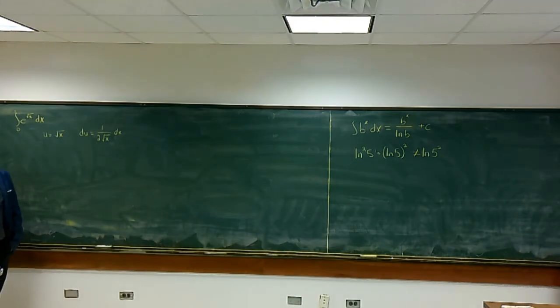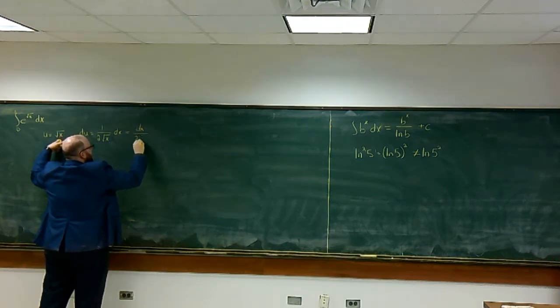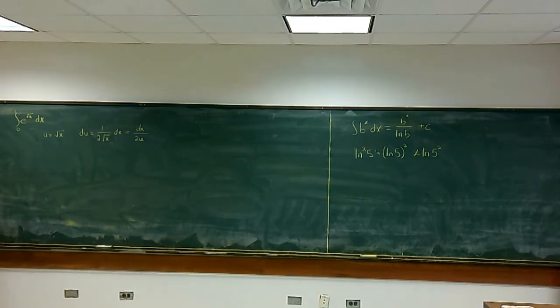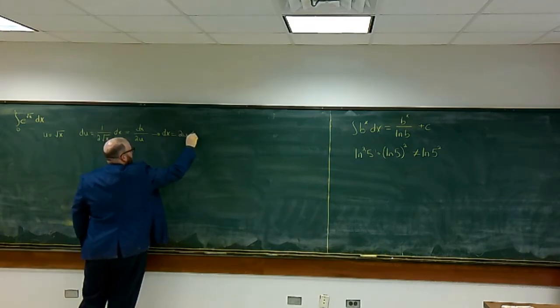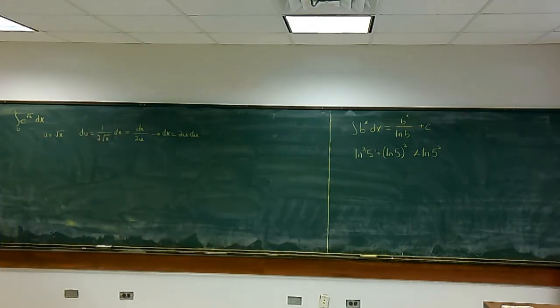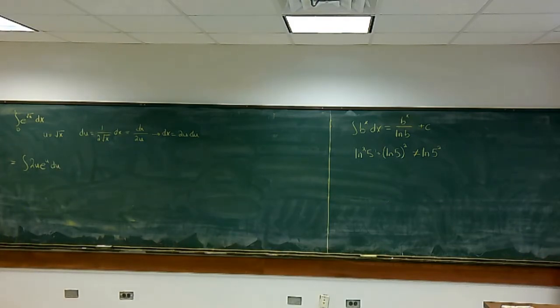But wait a minute. Didn't we just say that root x is u? So that makes du dx over 2u, or dx is 2u du. Our integrand now becomes 2u e to the u.